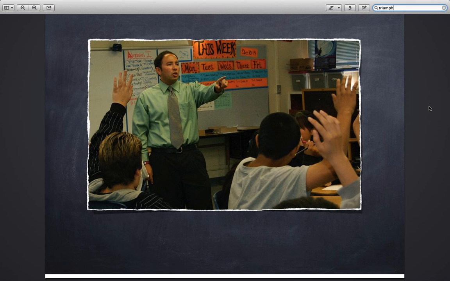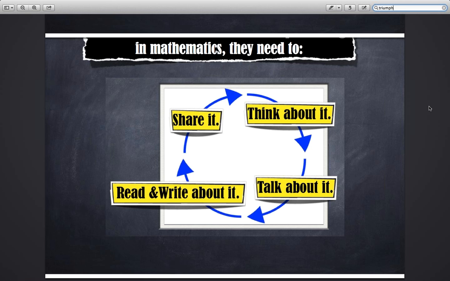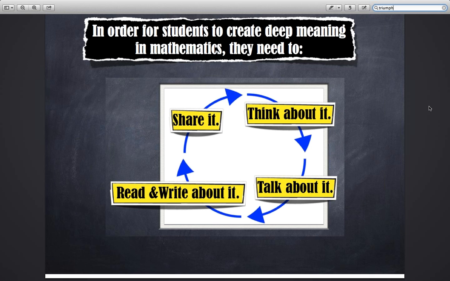One of the things I've found over the years is that one of the real keys to successful teaching in mathematics is this: in order for students to create deep meaning in math, they need to be constantly thinking about it, talking about it, reading and writing about it, and sharing it. Whatever the content that we're covering in class, they need to be doing these 4 things. Not necessarily in this order, and not necessarily all 4, one after the other.